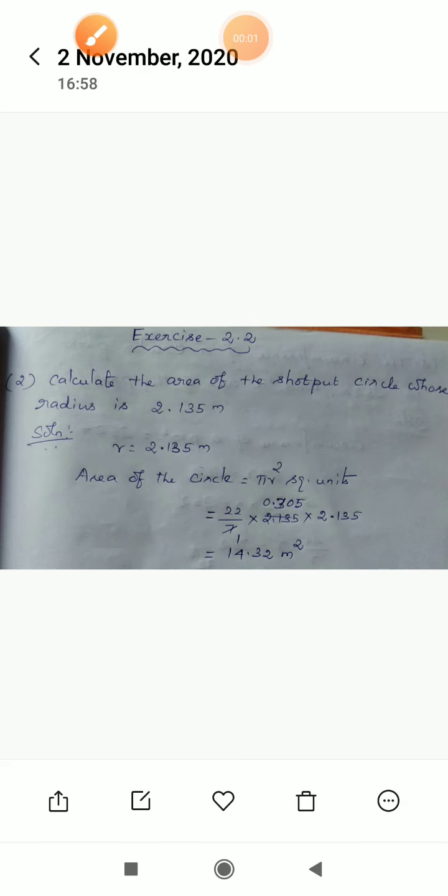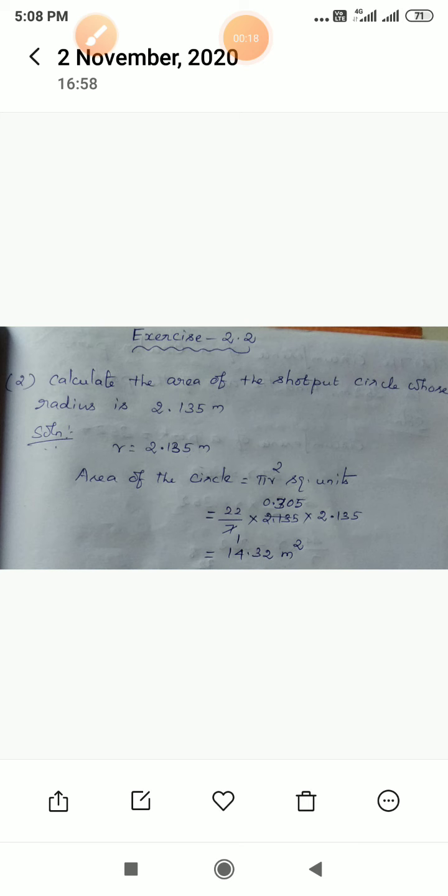Dear students, today we are going to see some exercise problems. Exercise 2.2, question number 2. Calculate the area of the shot put circle whose radius is 2.135 meter. Solution, taking r as radius, 2.135 meter.